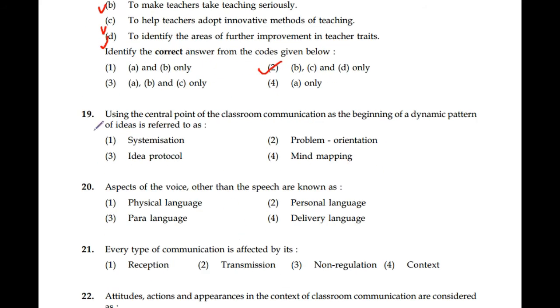Now question number 19. Using the central point of the classroom communication as the beginning of a dynamic pattern of ideas is referred to as, your correct option is the fourth one, mind mapping. Aspects of the voice other than the speech are known as, the correct option is the third, paralanguage. Now the next questions we will solve in the next video.